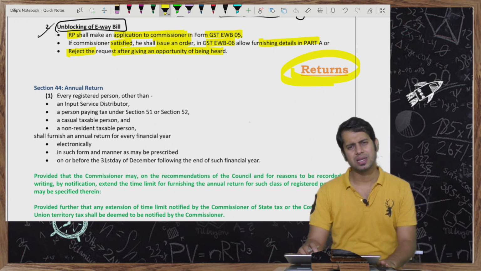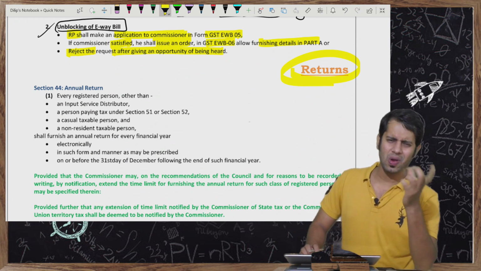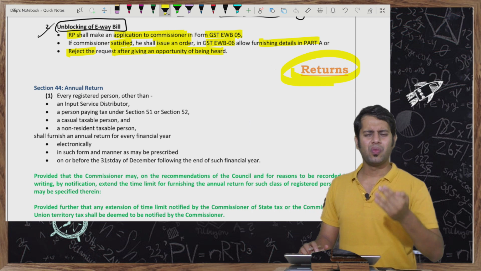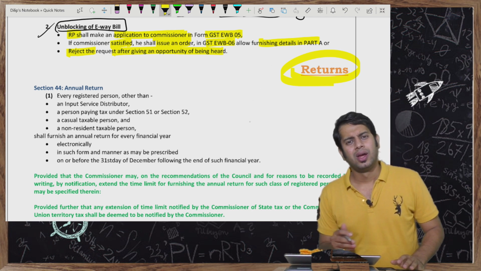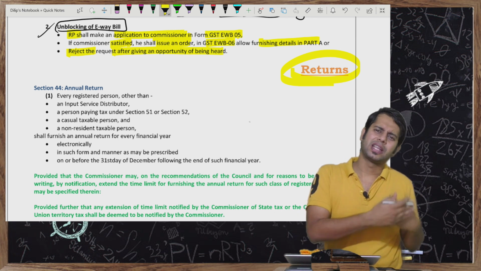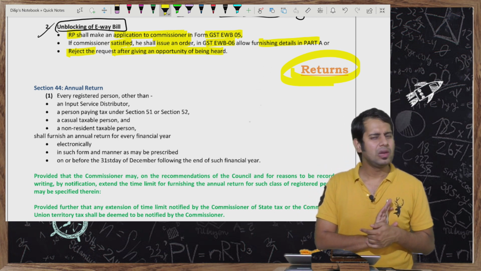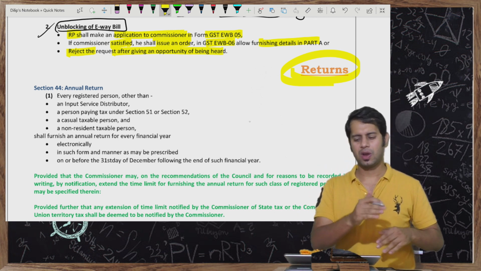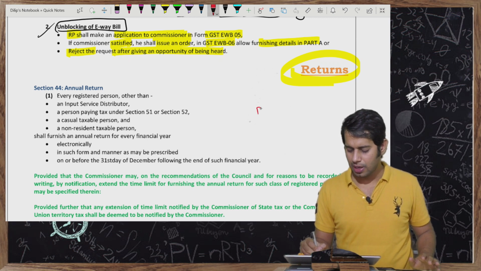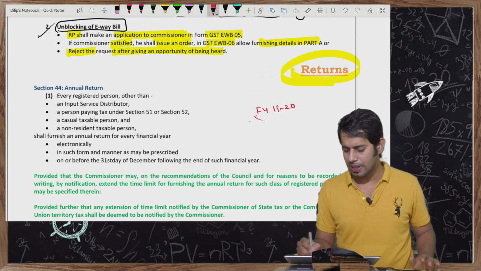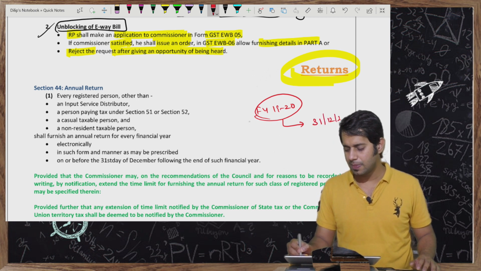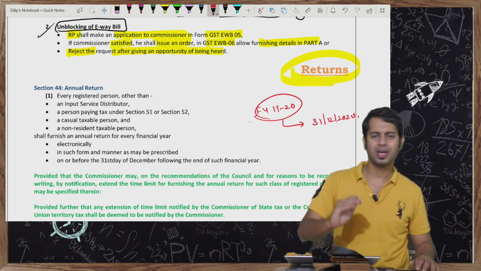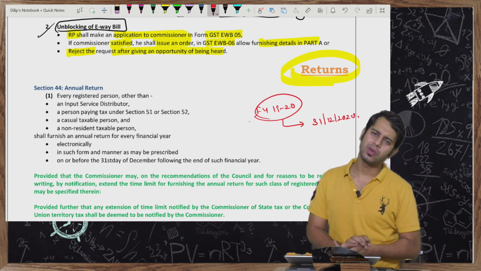Then under returns also there are some changes, not main changes. Now what has happened is this: all these annual returns, monthly returns, etc., they are continuously extending the due dates. Normally an annual return is required to be filed by 31st December of the next financial year. So if you are in financial year 2019-20, you are required to file the annual return by 31st December 2020.